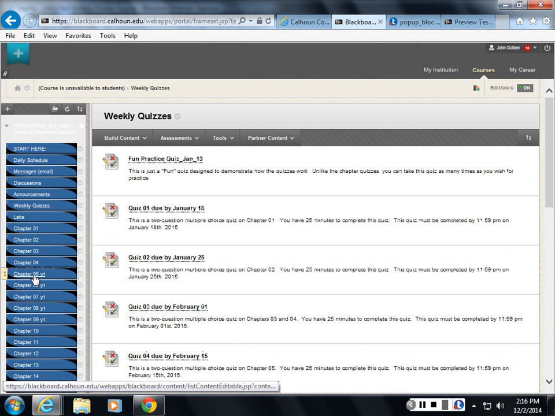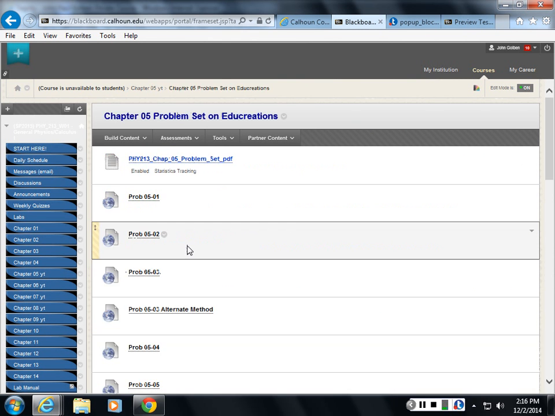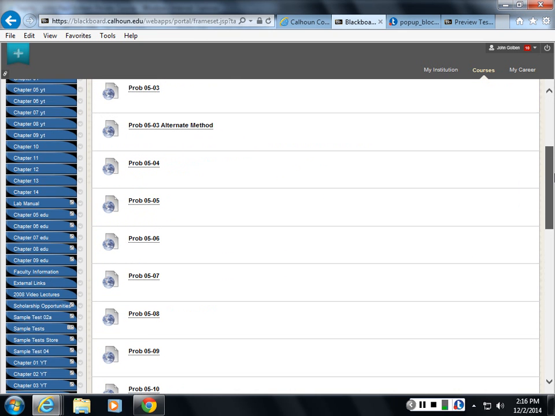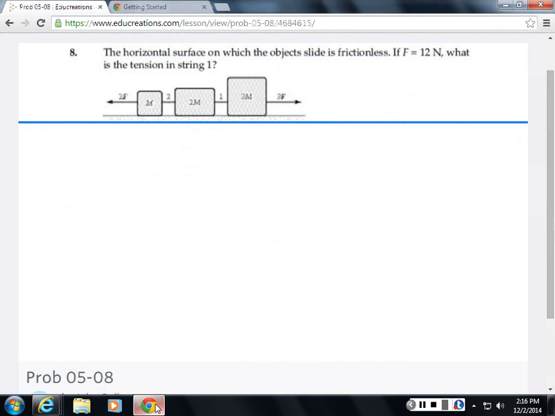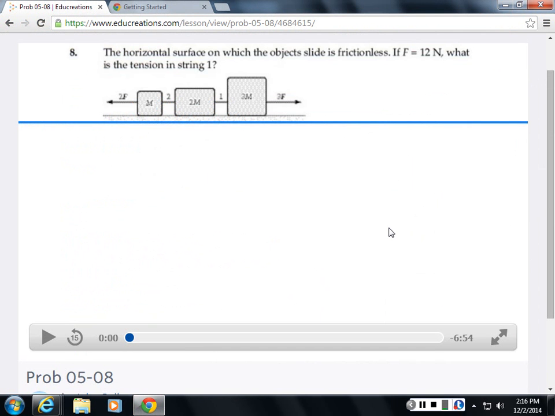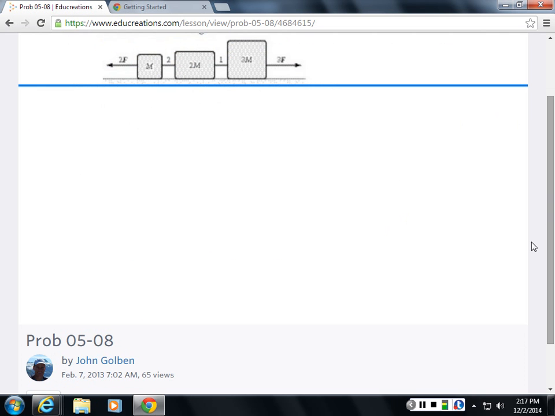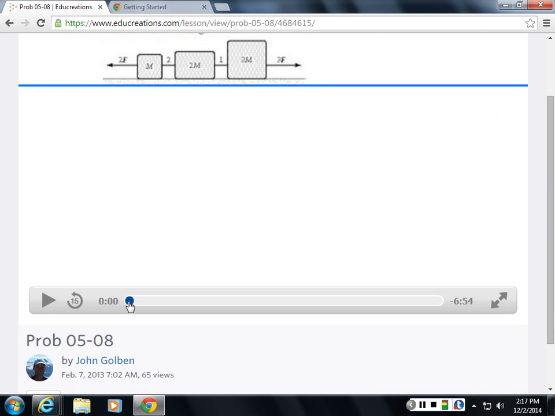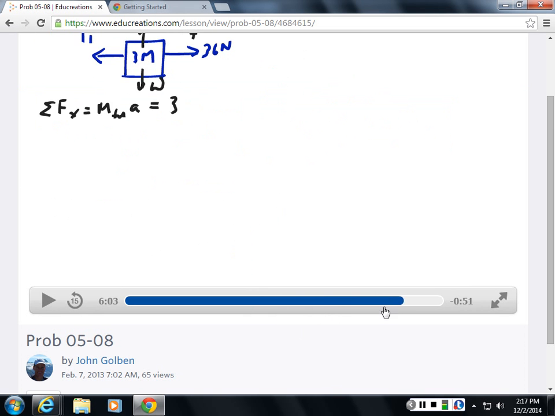into chapter 5 and we looked at our problem sets, we got all of our videos here, and actually I think it's problem number 8. So if I click on 8, which I already have up here, here's problem number 8 in chapter 5. And the same thing, 3 blocks, different masses, strings, 3F pulling on one side, 2F on the other, different numbers. But this problem has been worked out in full detail in a video on EduCreations and also uploaded to YouTube. So as you go through this problem, the whole thing has been worked out on video.